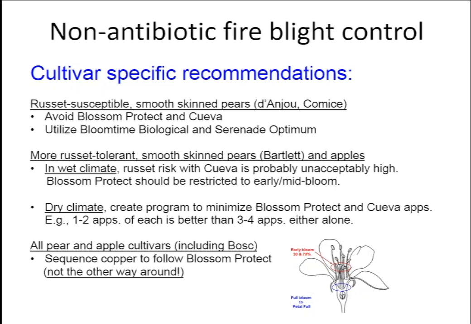And so in a really dry environment, as we just showed in the last slide, Blossom Protect and Cueva should be fine on most pear cultivars, maybe not Comice, but most pear cultivars.